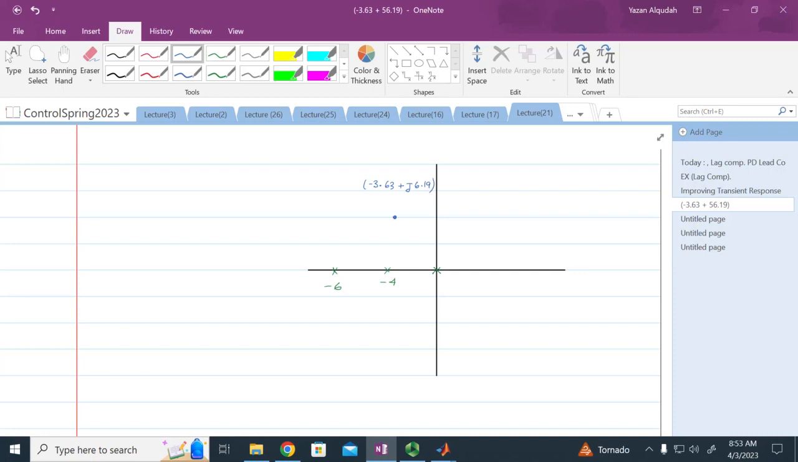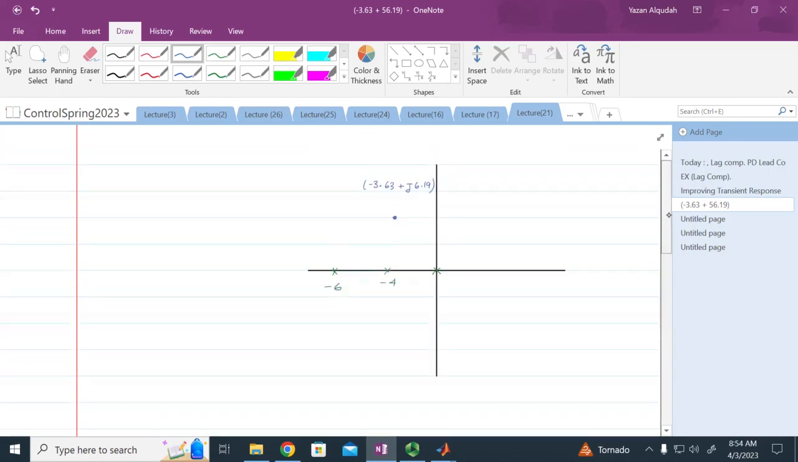You have to add a pole and a zero. I'm going to have to add poles and zeros. What is the criteria that we're going to use to make this on the root locus? The angle criteria. I want the summation of the angles from the zeros minus the summation of the angles from the poles to be an odd multiple of 180 degrees. Okay.